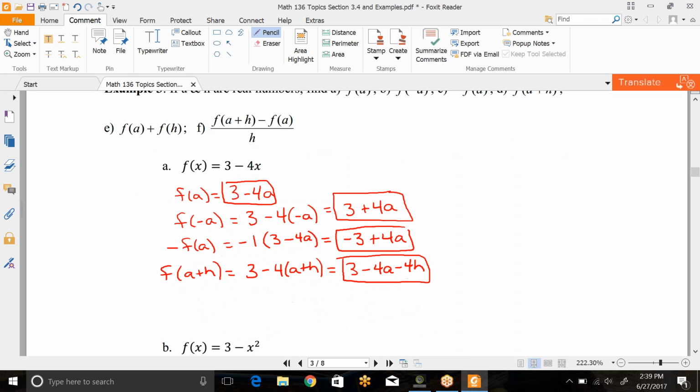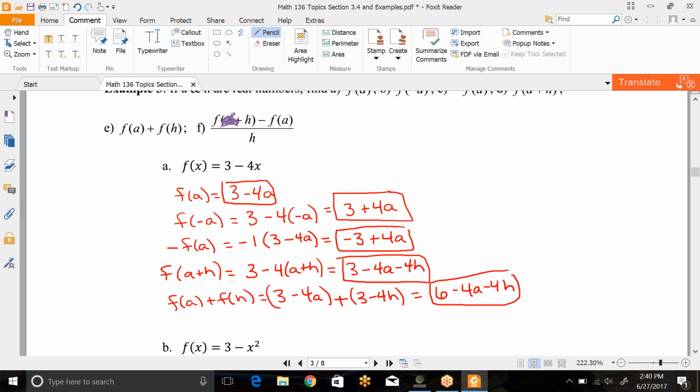Then we have f of a plus f of h, which would be f of a, which is this one, plus, and then we do f of h, which is the same thing as f of a, except you put in an h for the variable. And then we combine like terms, so that'd be 6 minus 4a minus 4h.